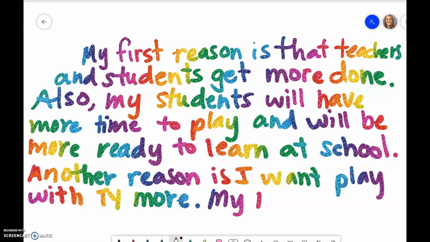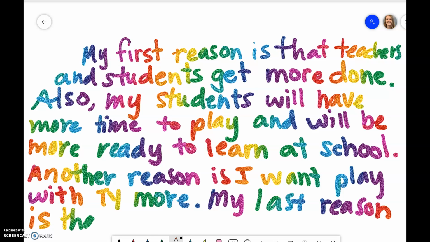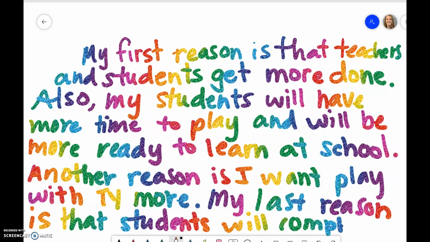My last reason, hold on, let me start that one over. My last reason is that students will complete more work. I ran out of room, sorry.